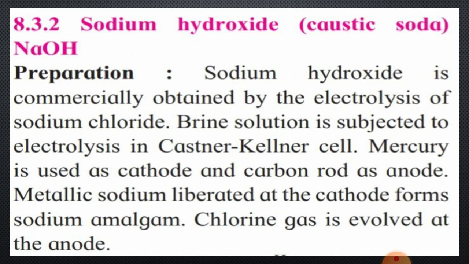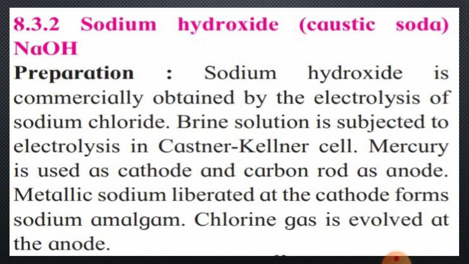Sodium hydroxide is also known as caustic soda, and the formula for sodium hydroxide is NaOH. Na is the symbol for sodium, OH is for hydroxide. So, here students, the formula for sodium hydroxide is NaOH, and it is also known as caustic soda. Now, how is it prepared?